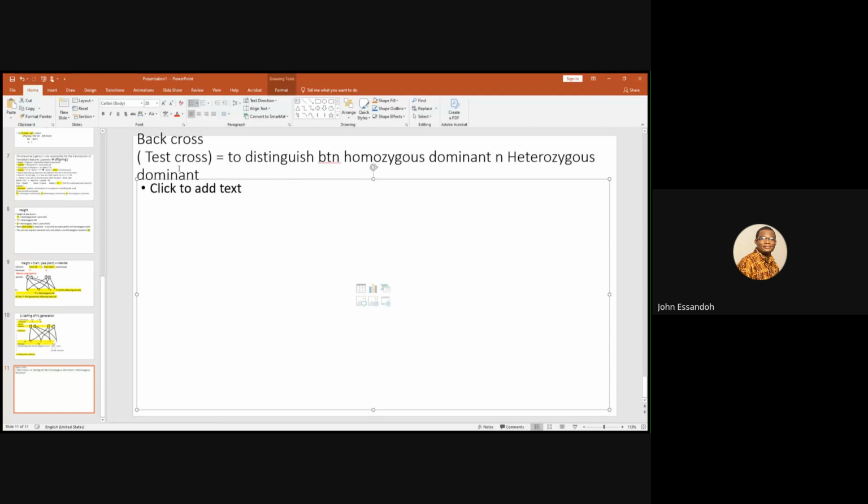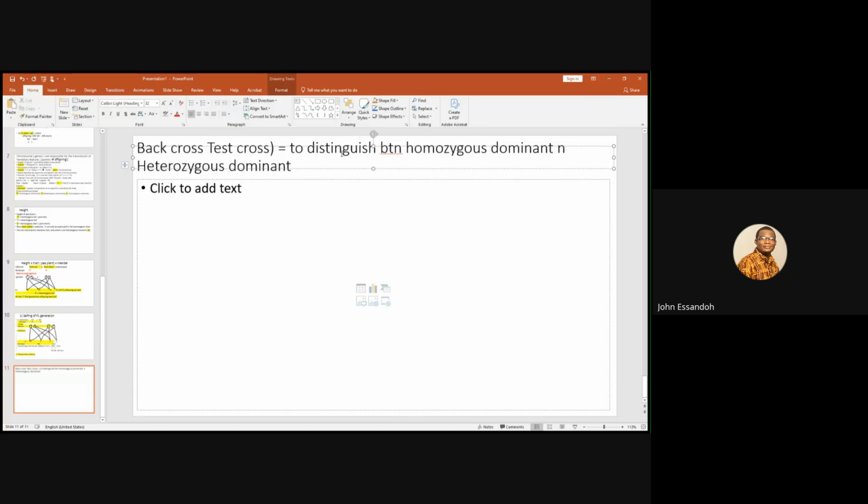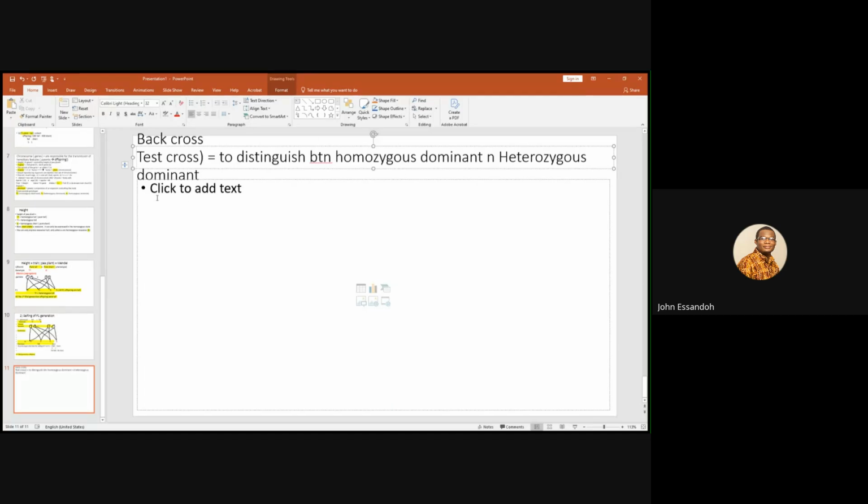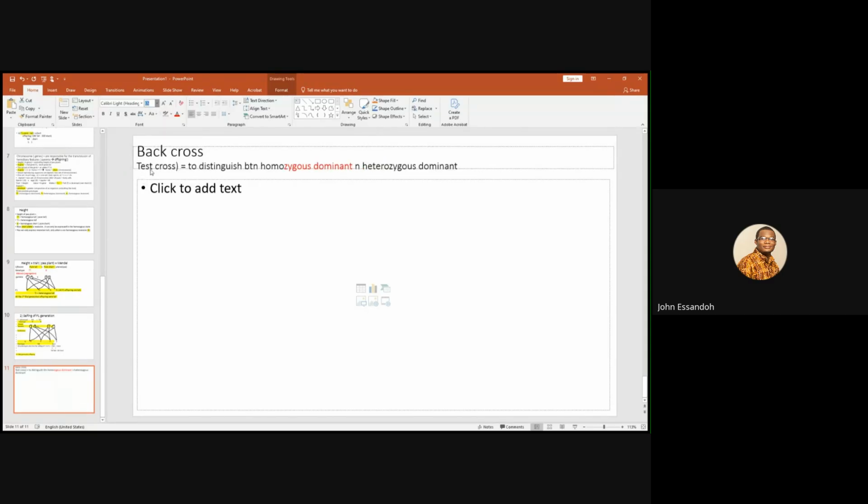And what is this cross about? This special type of back cross that we call test cross will distinguish between homozygous dominant and heterozygous dominant.